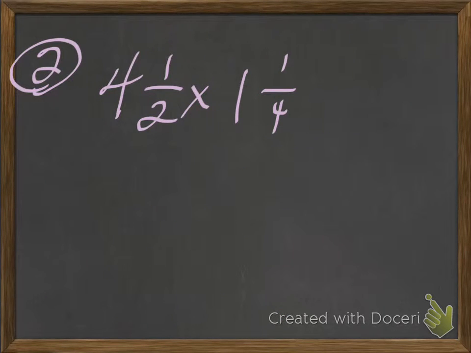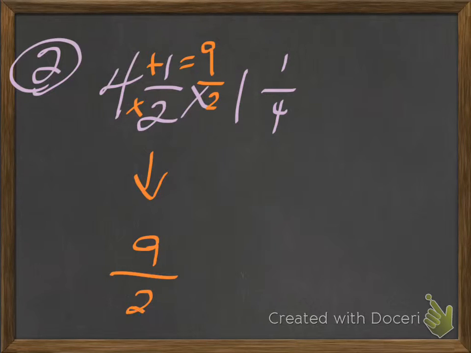Number 2. 4 1/2 times 1 1/4. So I'm going to multiply 4 times 2 to get 8. Then I'm going to add on 1, and that's going to equal 9 halves. Okay, so down here, I'm going to rewrite that as 9 halves, like putting those arrows so I can show the change.